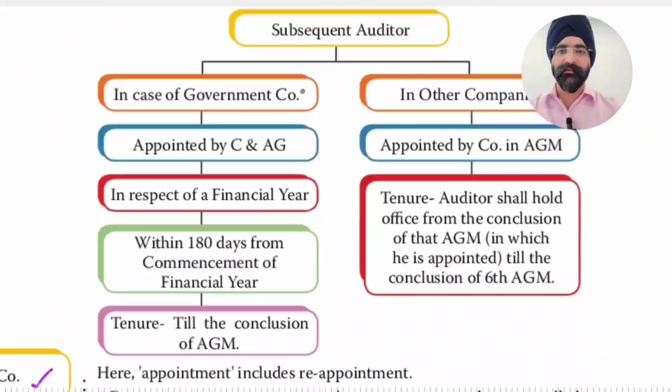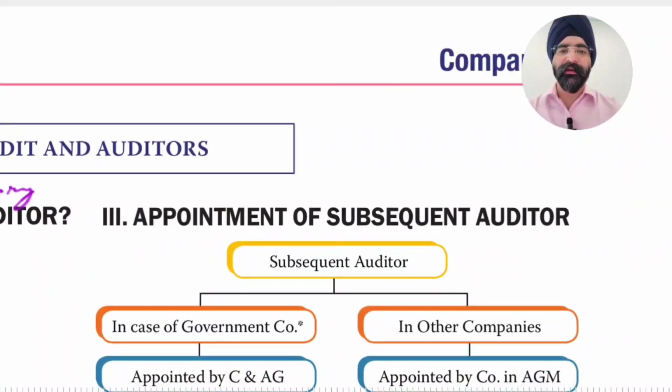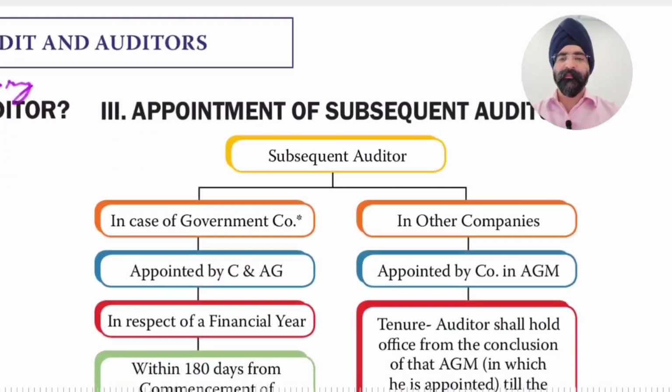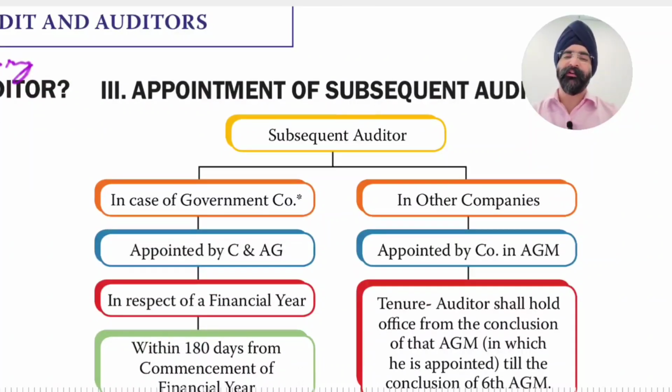Okay, so next we come to appointment of subsequent auditor. At the conclusion of the first AGM, or on the conclusion of the tenure of the present auditor, which usually is 5 years now, a subsequent auditor is appointed, in case of a government company and in case of any other company. A government company is a company which is owned and controlled by the central government or state government, or jointly by central and state governments.